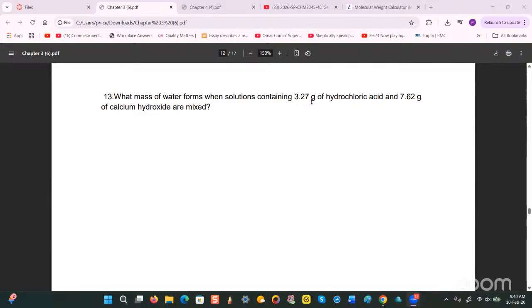So this question, they gave you a certain amount of hydrochloric acid, a certain amount of calcium hydroxide, right? And the question is asking what mass of water forms when this happens, right? So what you have to do is figure out what the equation is. So based on the information provided, we know that hydrochloric acid is one of the reactants, and calcium hydroxide is the other reactant. And we know that one of the products is water, right? So the question is, is there any other product, and what would that other product or products be?